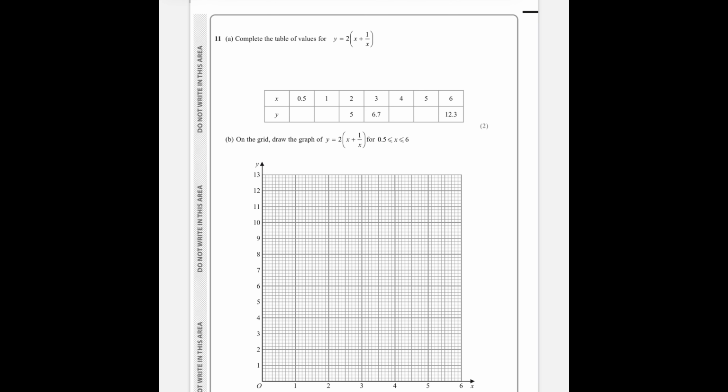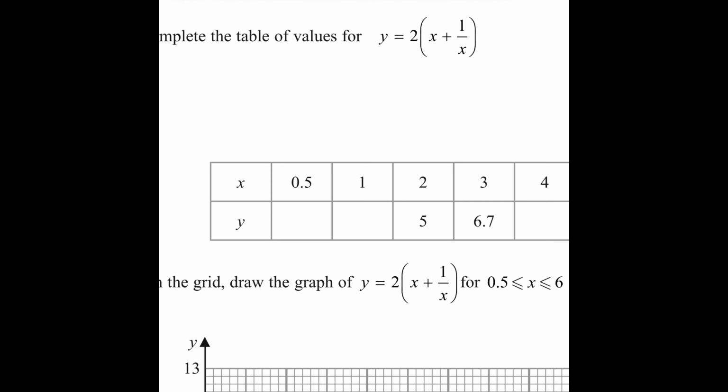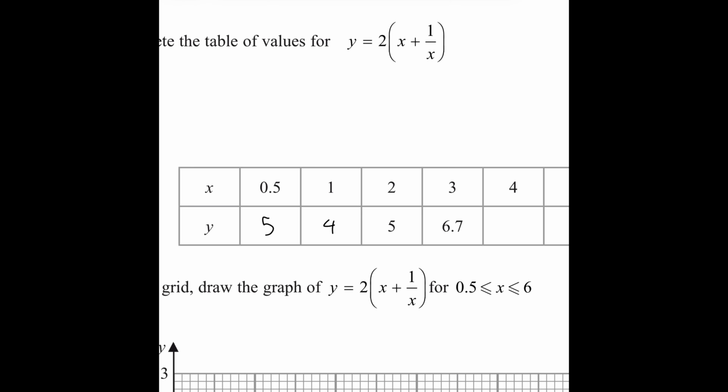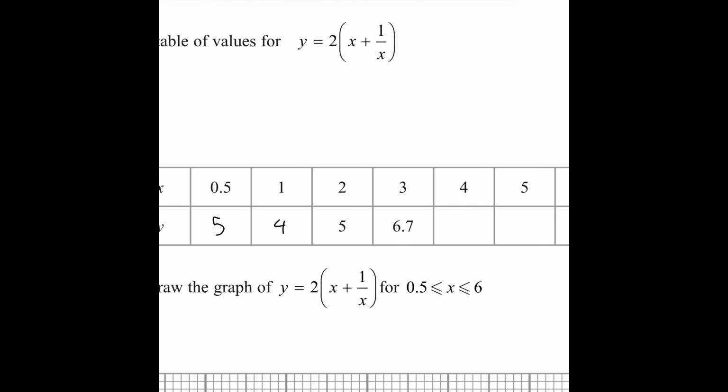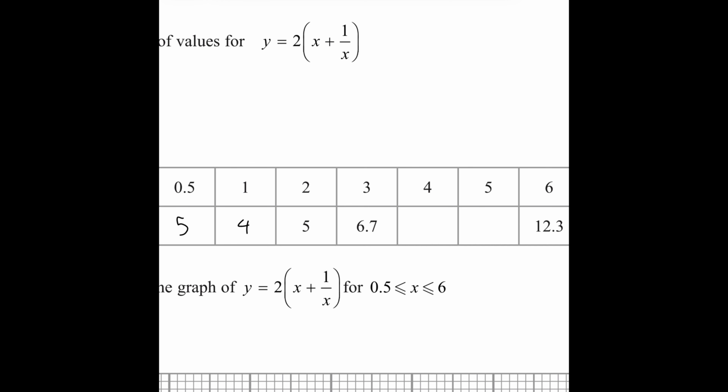Okay, next. Complete the table and plot the points. Quite a nice question as well. All you have to do is plug it in. Replace x with 0.5 in this equation: 2 times 0.5 plus 1 over 0.5. So you're going to have 5 here. The next one, 1 plus 1 over 1, so it's 2. Oh, sorry, 4. Next one, they've given it to us, it's 5. And the next one, 6.7.